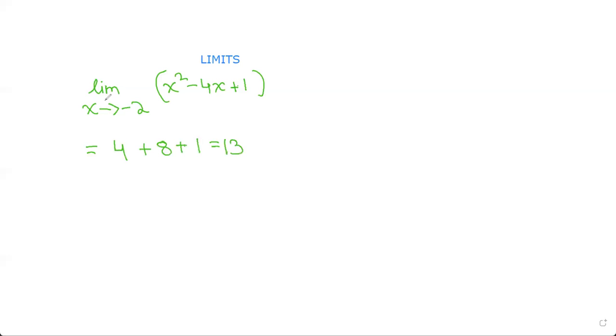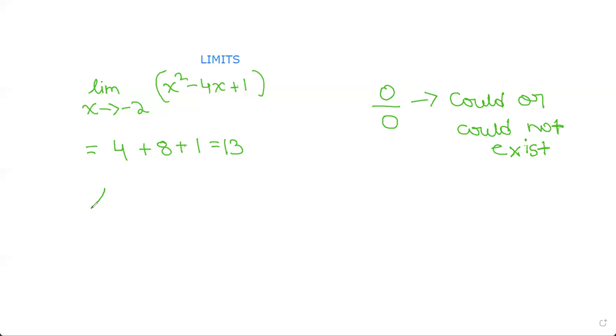So now that we found the value, sometimes, however, in limits, you get 0 by 0 or anything divided by 0 as your answer. So then you cannot determine whether it exists or not. It could exist or it could not. So what I mean to say is, after substituting a value into the function, you could get 0 by 0, but you shouldn't conclude that it doesn't exist. You have to do an additional step. Let me give you an example.